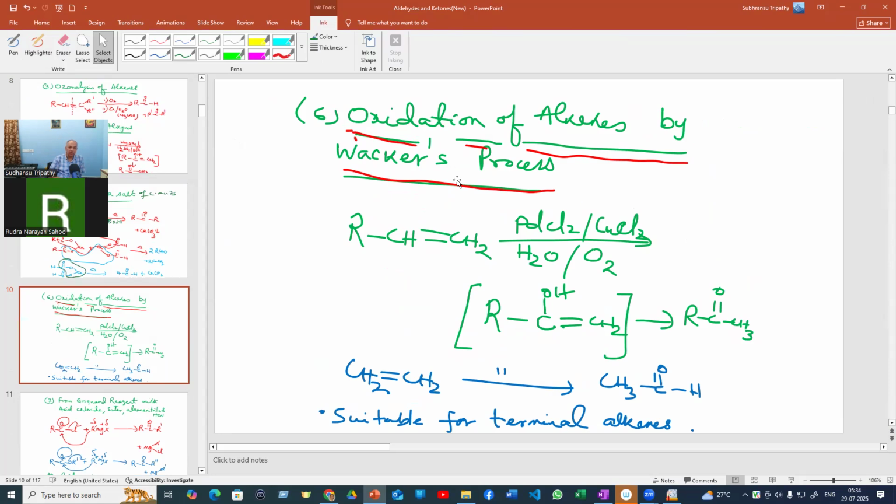Sixth, by Wacker's method, Wacker's process of getting alkenes into aldehydes and ketones. Only ethylene will give you acetaldehyde, and all terminal alkenes will give you 2-ones. This is suitable for terminal alkenes. We'll use oxygen, water, and the catalyst is PdCl2 and CuCl2, and that will give you this.